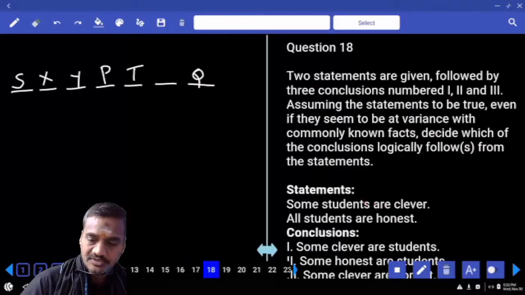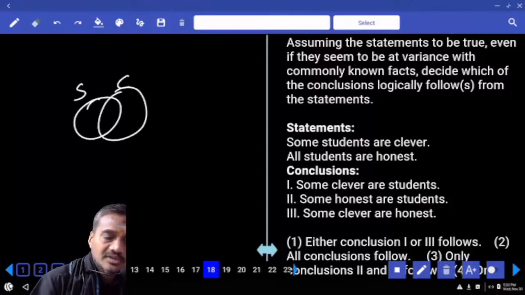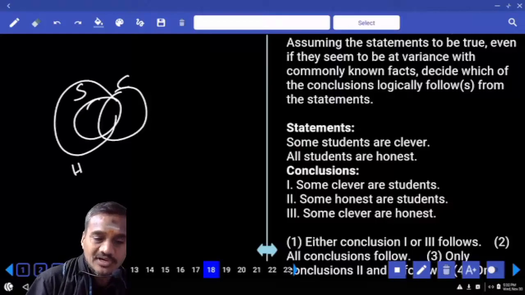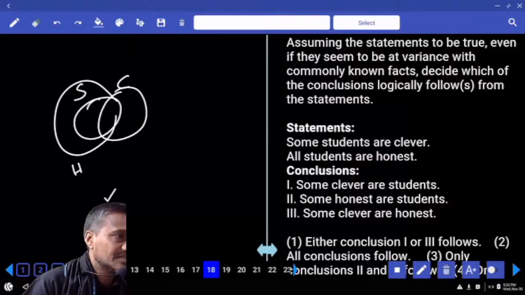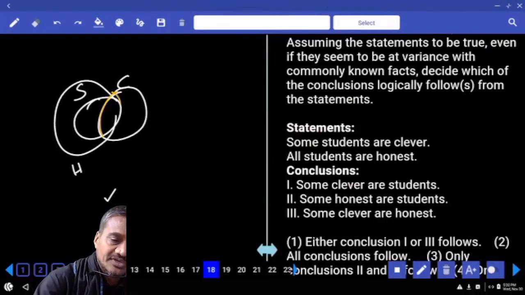The next one, 18th. Some students are clever, and all students are honest. Some clever are students. Definitely, can we say that or not? Some clever are students. This is the intersection between clever and student.